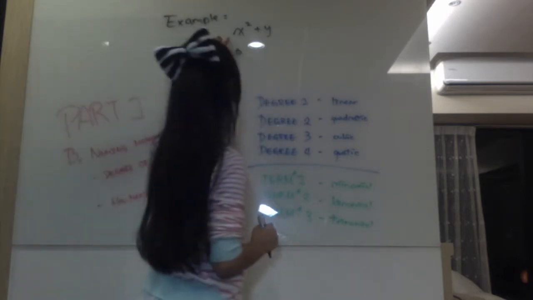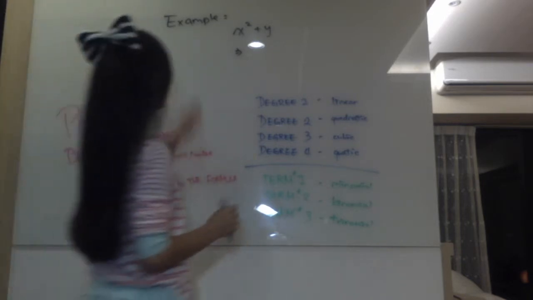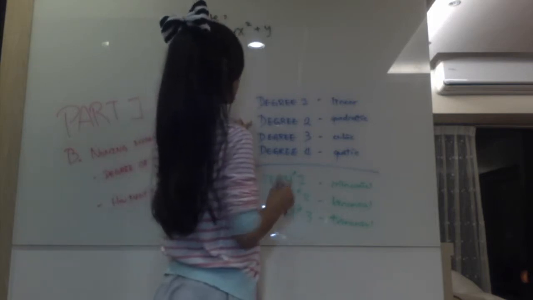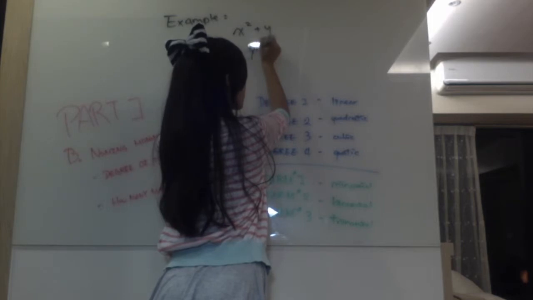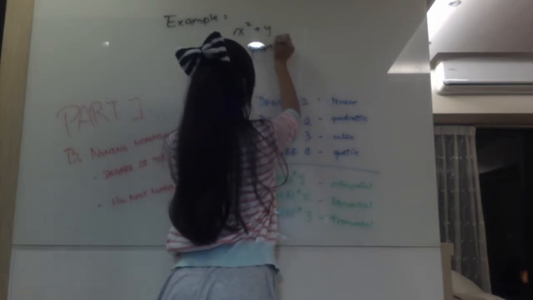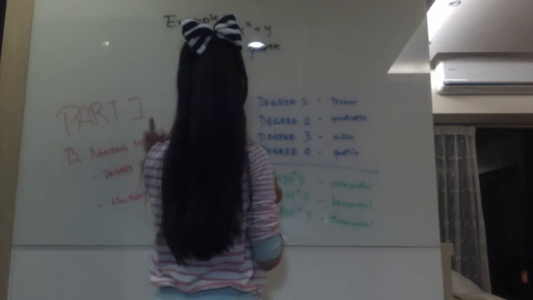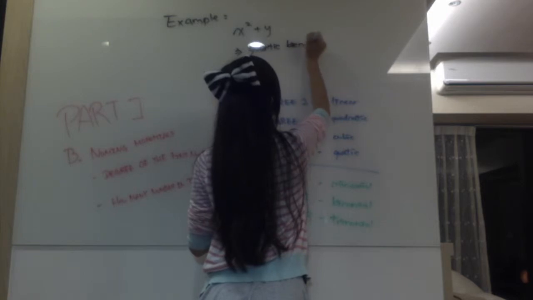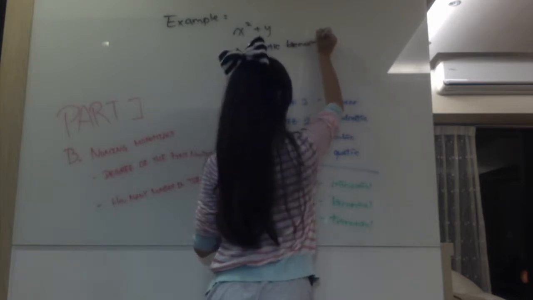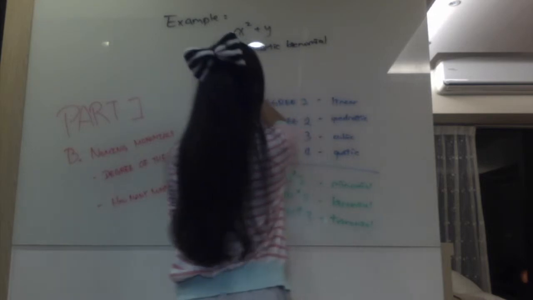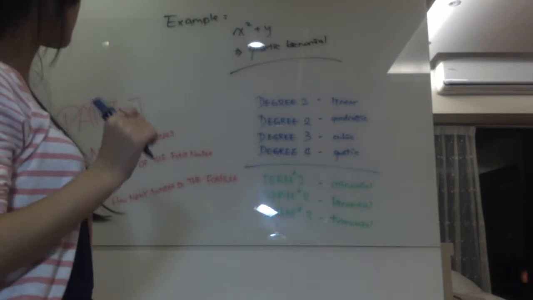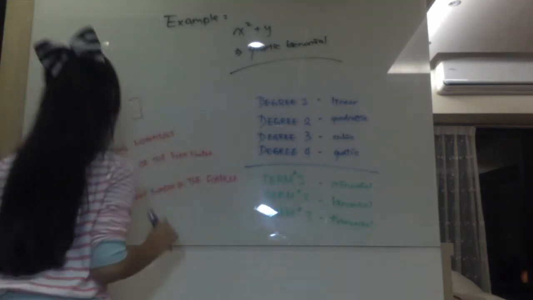So this one has degree 2. How we use the degree is the degree of the first term. So x², we find that degree 2 is called quadratic. And then we find how many terms are in the formula. We have 2 terms, so binomial. So this was the answer of the example. And this is how you do the monomials.